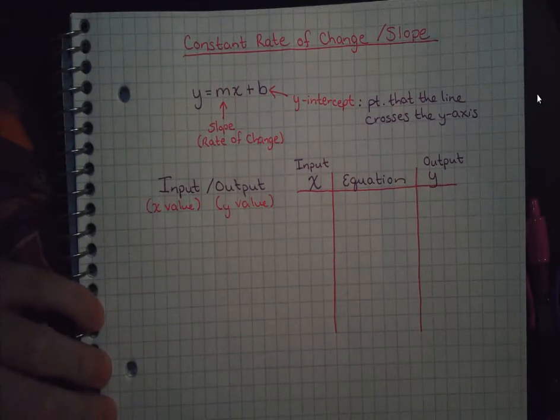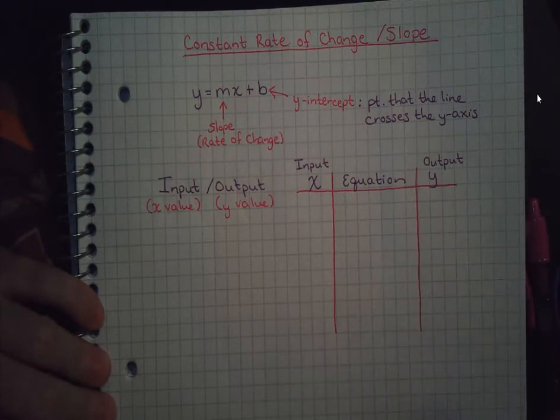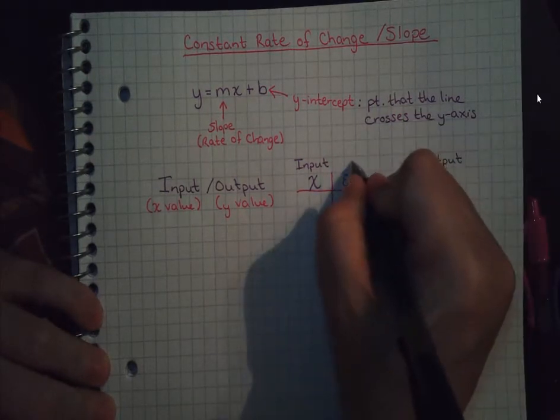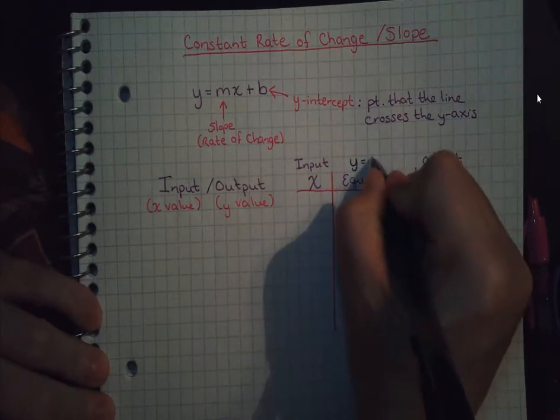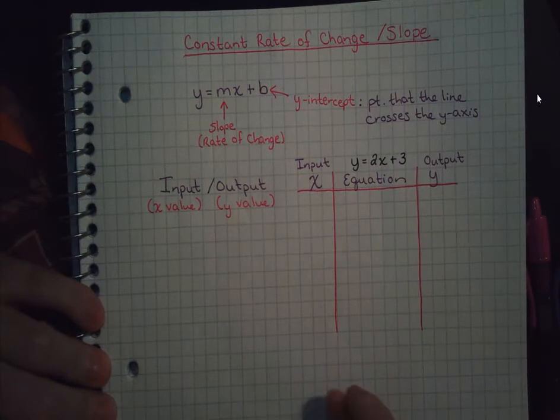So now let me get another color. All right. So now what we're going to do is I'm going to give you the equation. We're just going to make y equals 2x plus 3.